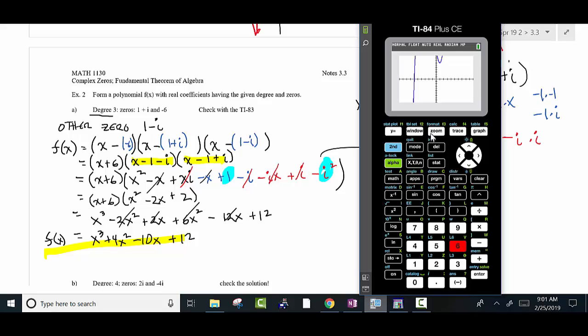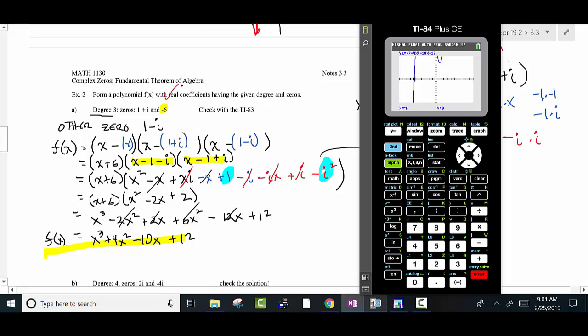Now I want to show you this. If you look at my graph, how many times does it look like my graph crosses the x-axis? That's important. 1. How many real zeros do we have? 1, right? Okay, so the only real zero we have is -6. You can tell it crosses at -6. So if you trace at -6, well, that's giving you y equals 0. So that one checks out visually.